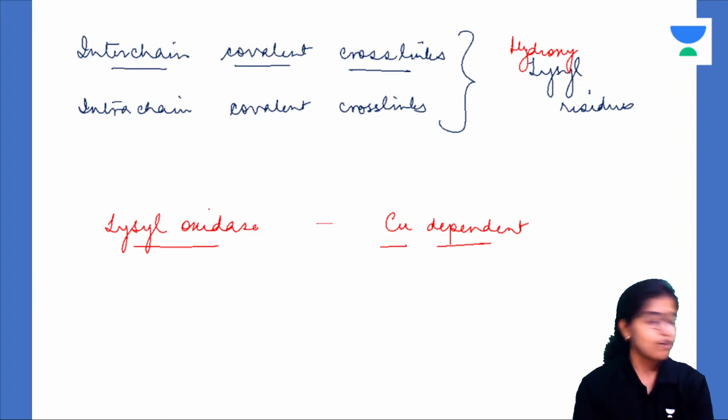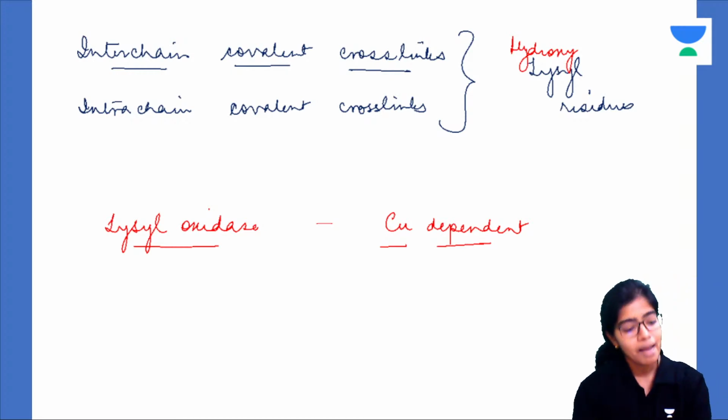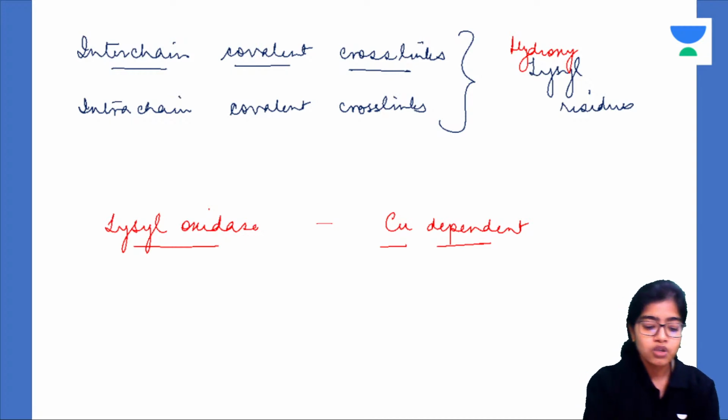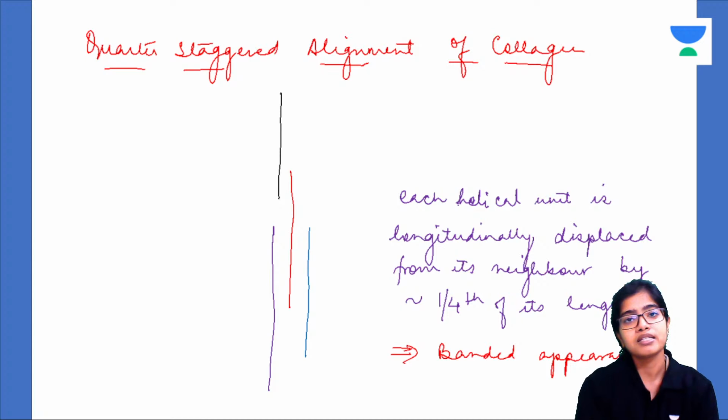Therefore, during the deficiency of copper in Menkes disease, this lysyl oxidase cannot function properly and these cross links are not formed. So the inter- and intra-chain stability of collagen is decreased. This lysyl oxidase is also present in elastin, so elastin is also affected in Menkes disease.